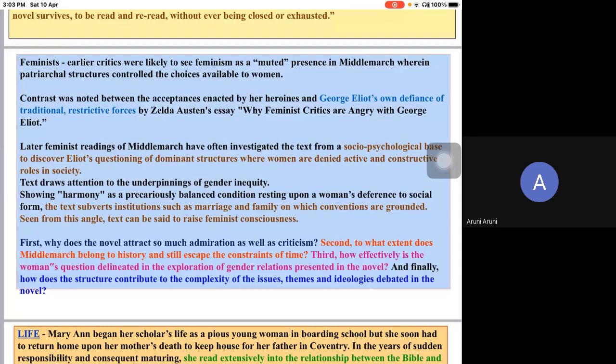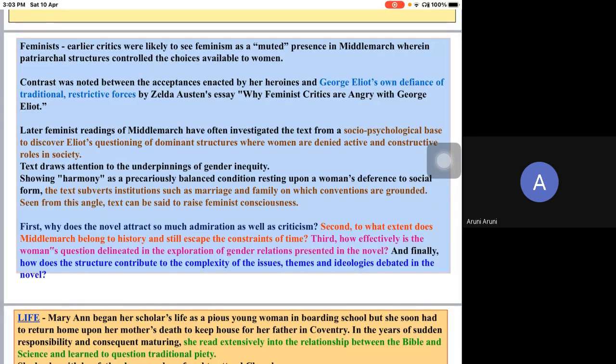But then later feminist readings of Middlemarch have often investigated the text from a socio-psychological base to discover Eliot's questioning of dominant structures where women are denied active and constructive roles in society. So later on, feminists were ready to find that Eliot is asking questions.